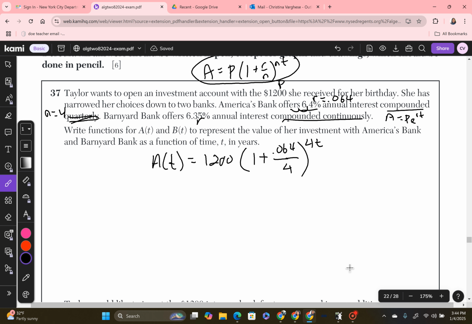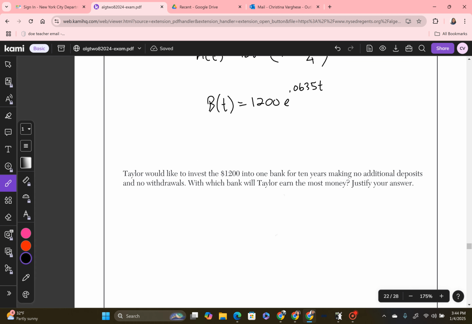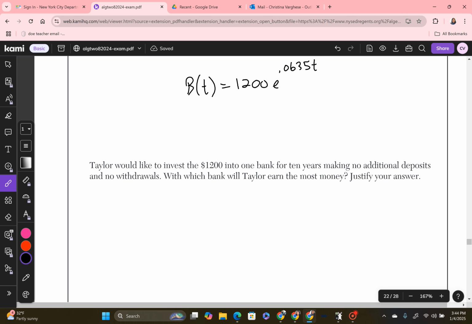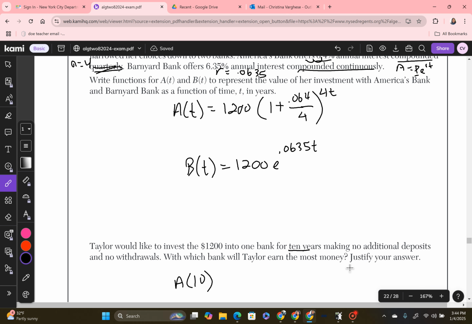For B of t, for Barnyard Bank, okay, still starts at 1200. That's my P. Then I always use e. The rate is 6.35%, which is 0.0635. So I'm going to do 0.0635, and then I'm going to use t. Pretty simple. So now it tells us Taylor wants to invest 1200 into one bank for 10 years, making no additional deposits. So A of 10, I'm going to plug in 10 wherever the t is here.